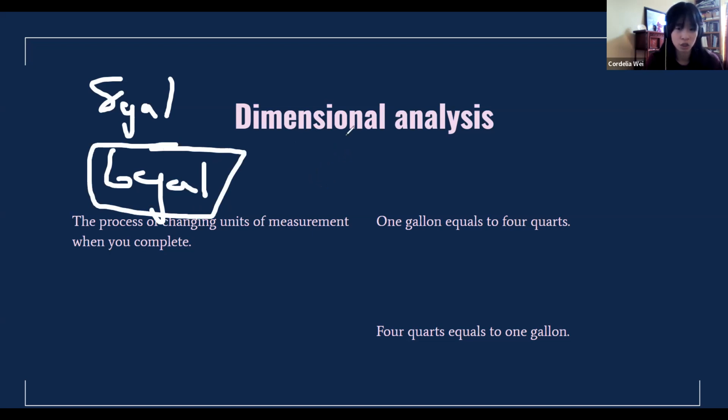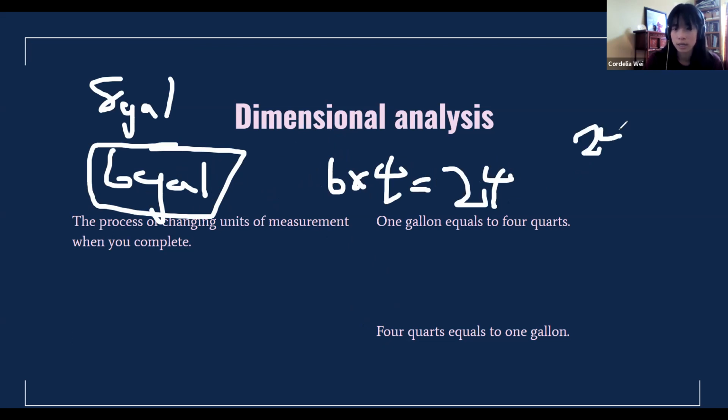So dimensional analysis is just when you convert one type of unit measurement, for instance, gallons, to another type of unit measurement. In this case, quarts. So since 4 quarts equals 1 gallon, you'd have 6 times 4, which equals 24. So in the end, you have 24 quarts.